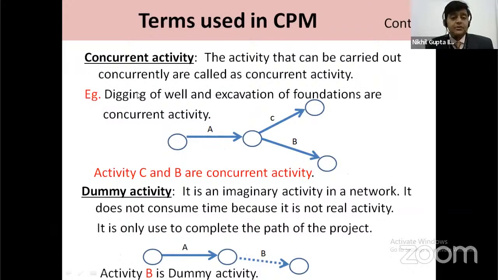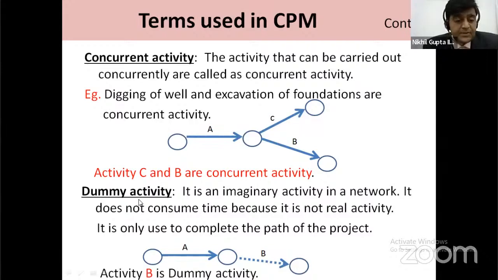Now, next is the concurrent activity. Activities that can be carried out concurrently are called concurrent activities. For example, digging of a well and excavation of a foundation are concurrent activities. Here this is activity A, this one is activity C, and this one is activity B. Activity C and activity B are both concurrent because they work concurrently. C is concurrent with B, and B is concurrent with C.